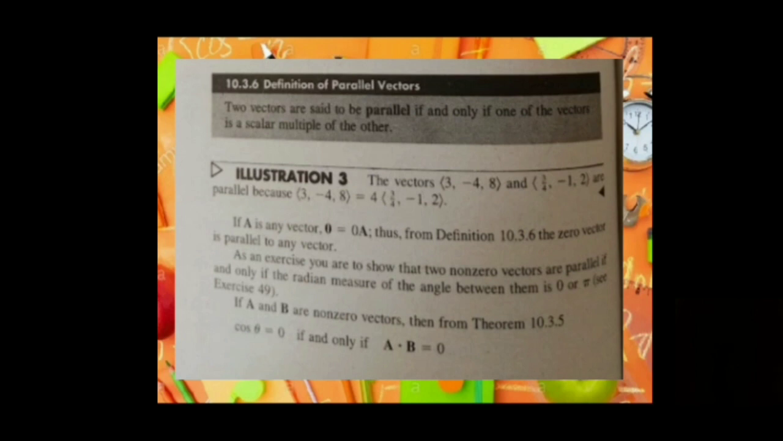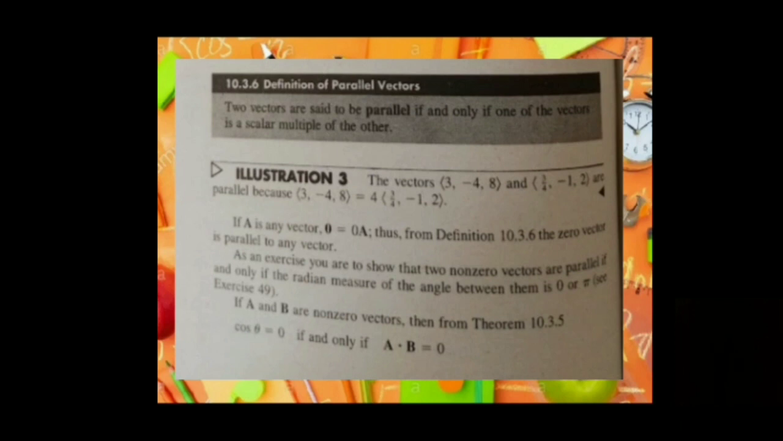are parallel because (3, negative 4, 8) is equal to 4 times (3/4, negative 1, 2). If A is any vector, 0 is equal to 0A. Thus, from definition 10.3.6, the zero vector is parallel to any vector. As an exercise, you are to show that two non-zero vectors are parallel if and only if the radian measure of the angle between them is 0 or pi.